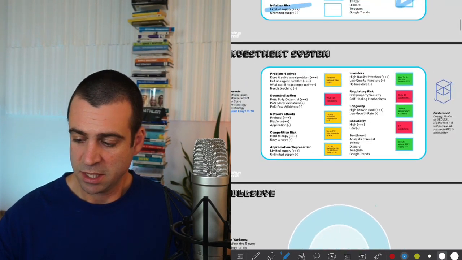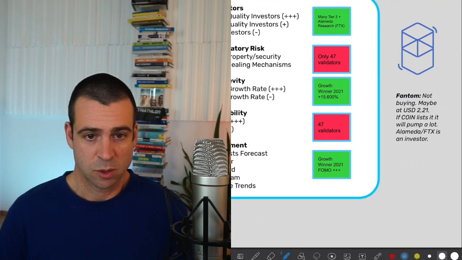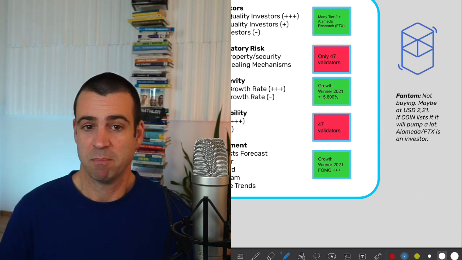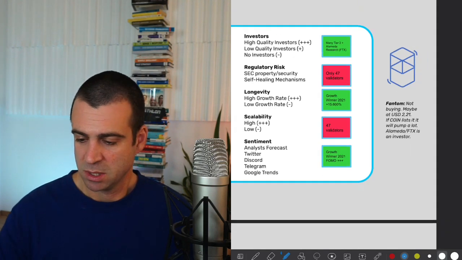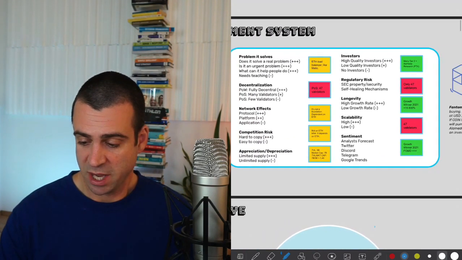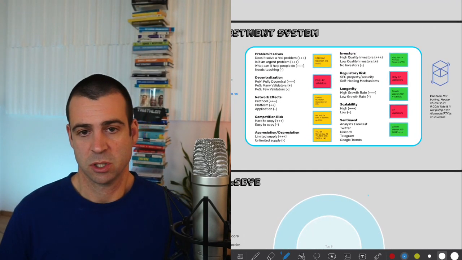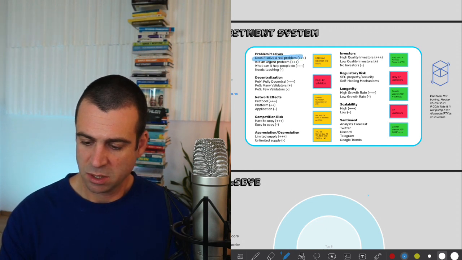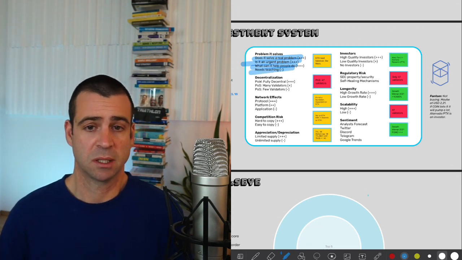Then let's now apply this to Fantom, which I can disclose I have not been buying after this selection, but it might pump very quickly if it's listed by Coinbase. So why did I not invest in it, and how can you go through your decision-making process? Does it solve a problem? Is it urgent enough? What can it help people do? And does it need teaching, or is it immediately applicable?